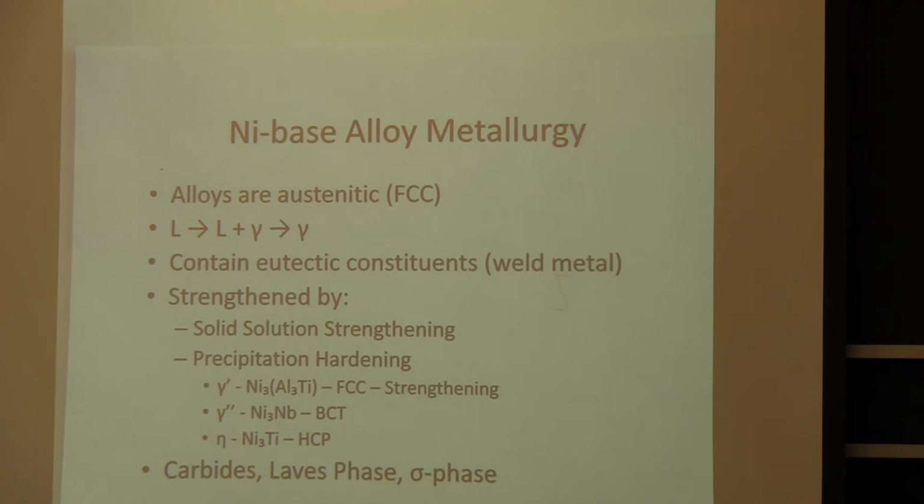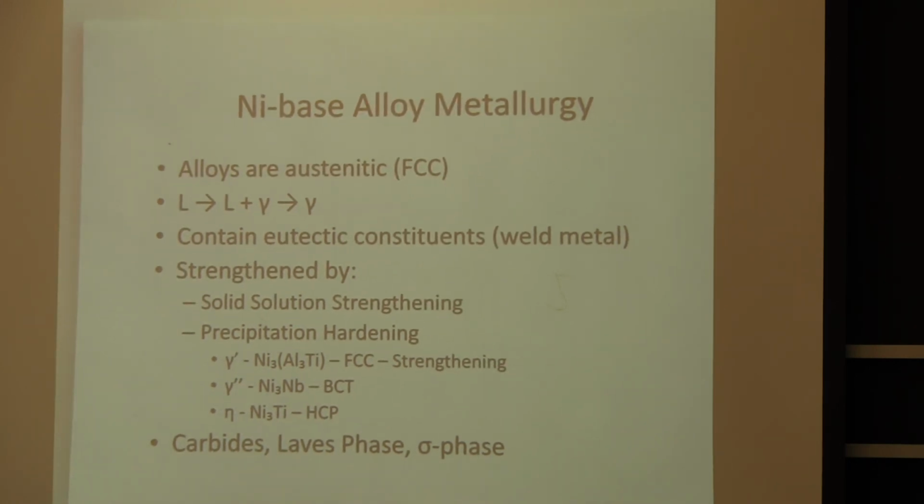Precipitation hardening is also a main strengthening mechanism in nickel base alloys, and there's various precipitates that form depending on the alloy that you're using. One of the main and most common precipitates is the gamma prime, which is a nickel, aluminum, titanium precipitate. It's a strengthening precipitate. It makes these alloys very hard, and that precipitate has a face-centered cubic lattice structure.